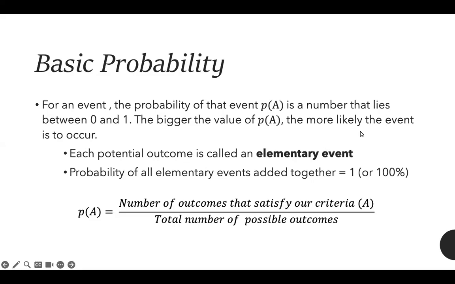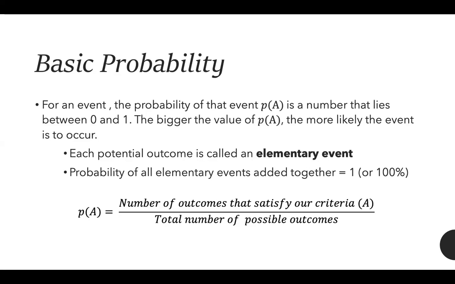This video is on basic probability. So again, we're talking about the frequentist view, which is this long-term probability based on our observations. For an event, which is the occurrence that we're interested in, the probability of an event is the number that lies between 0 and 1.